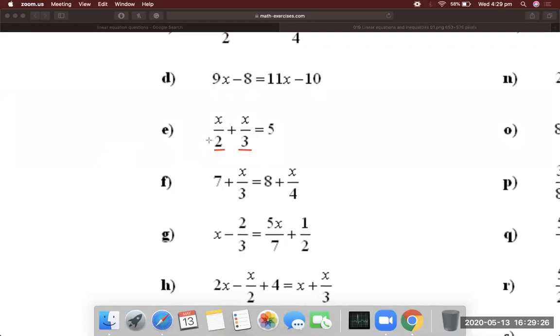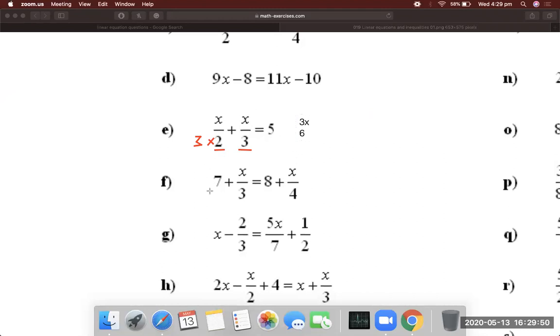So how do you make 2 turn into 6? You times it by 3, right? So if you times the base by 3, you need to do the same thing to the top as well. So you will get 3x over 6. Do you understand?